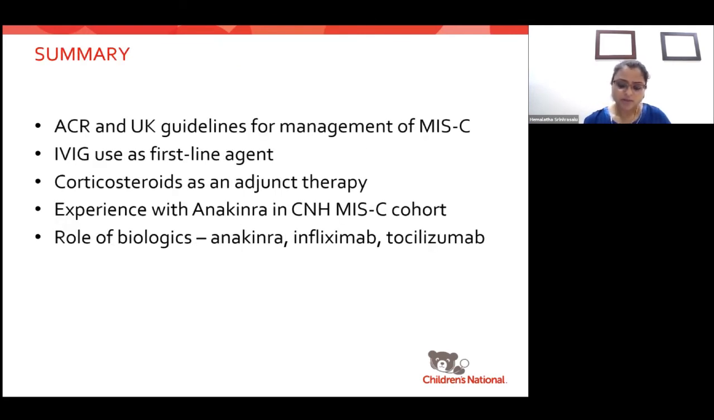In summary, I've described the ACR and UK guidelines that provide a framework for management of MIS-C. In most cases, IVIG is used as a first-line agent. Corticosteroids are recommended as adjunct therapy in both of these guidelines. Today, I've shared with you our experience using anakinra as a second-line agent. The option of using such a steroid-sparing agent is attractive, although cost and availability may preclude wide usage of this regimen. Other centers have preferentially used either tocilizumab or infliximab. We need comparative effectiveness trials, such as the ones that are starting, to help inform which immunomodulation is ideal.